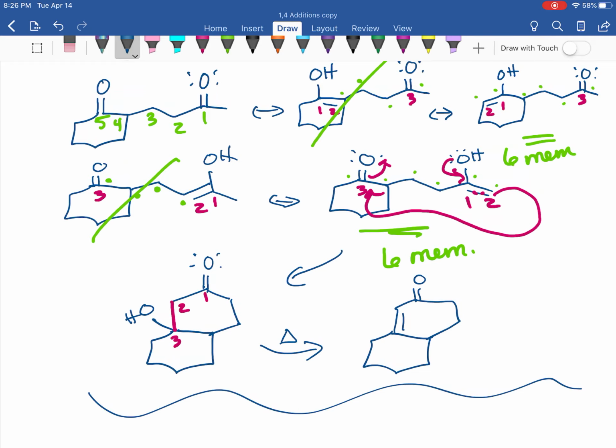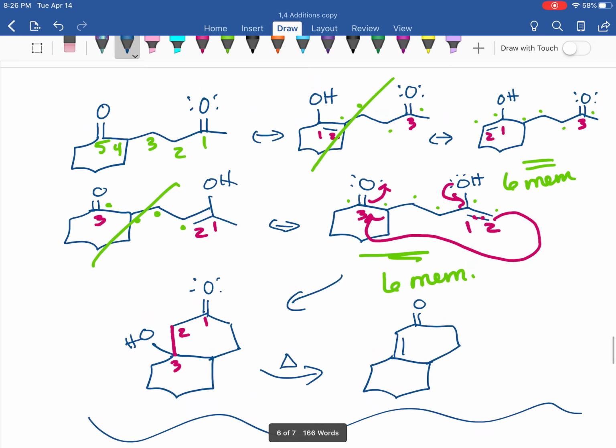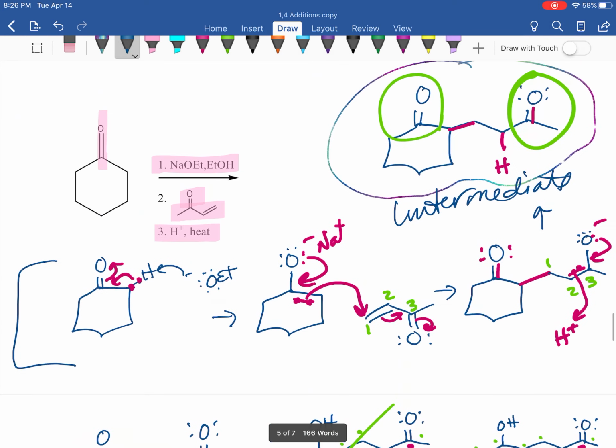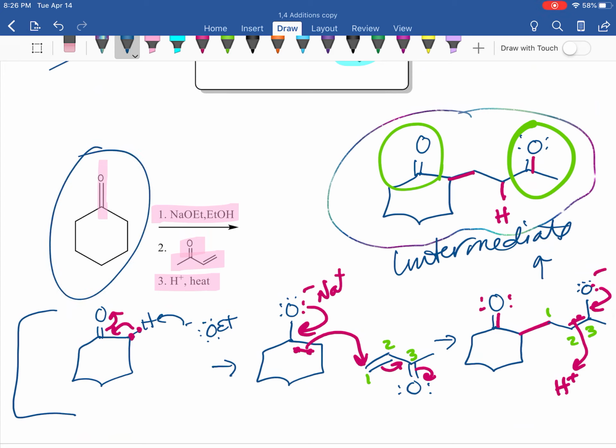Could you add more to that? Yes, but let's stop right here. Let's pause for a second. Now let's look at how far we have just come. This was one step. Robinson annulation is one step all the way back from these two substrates.